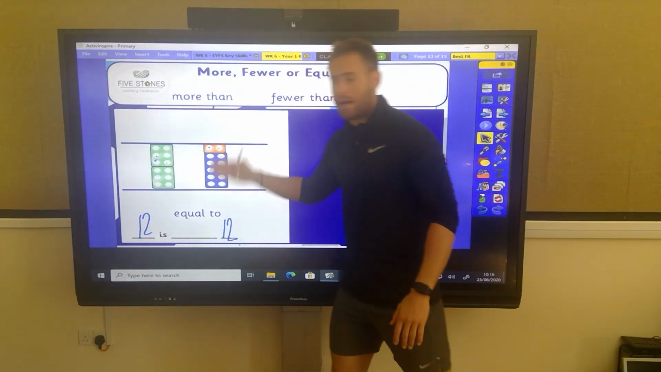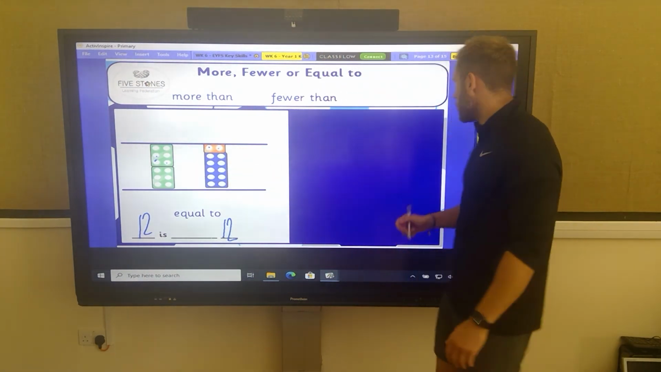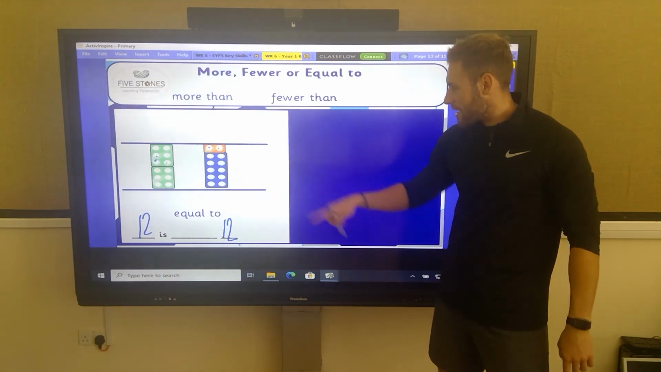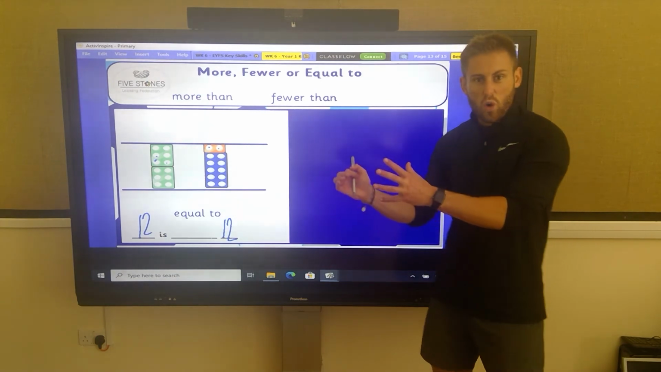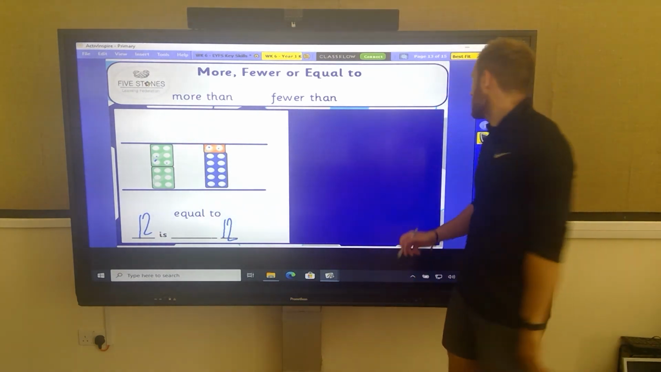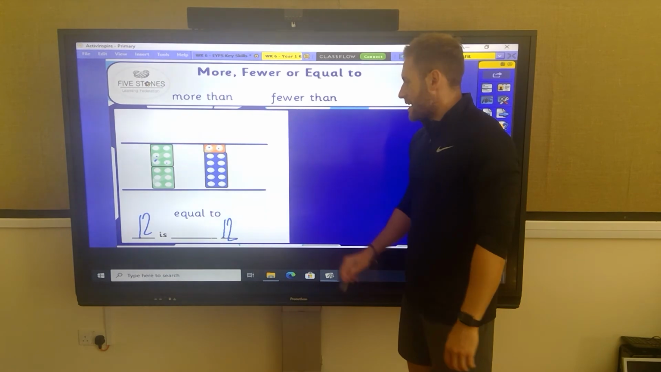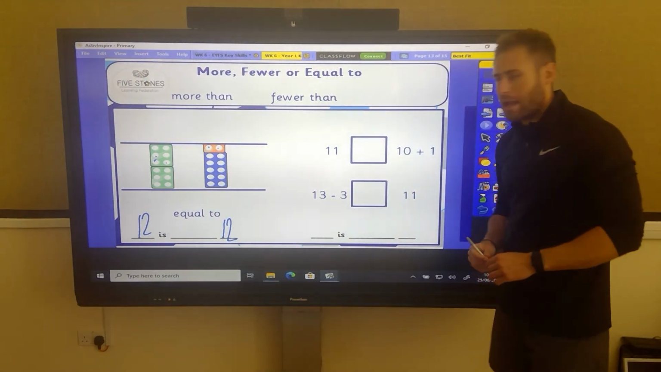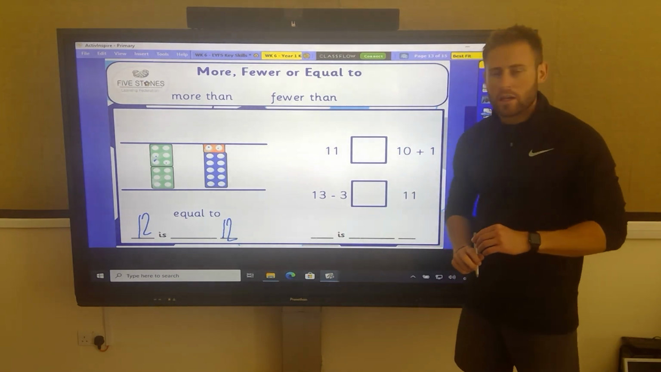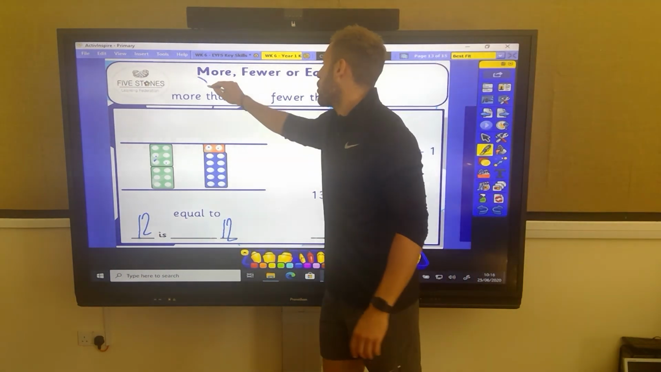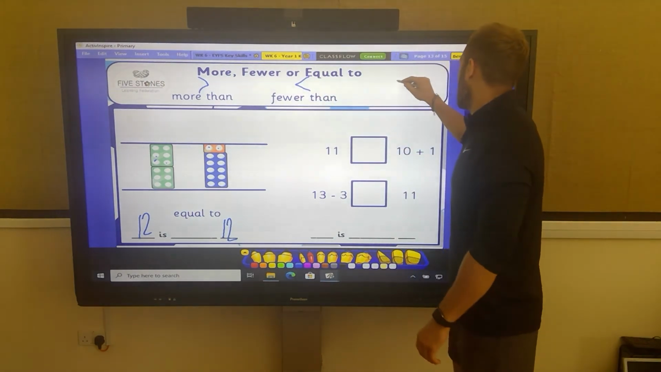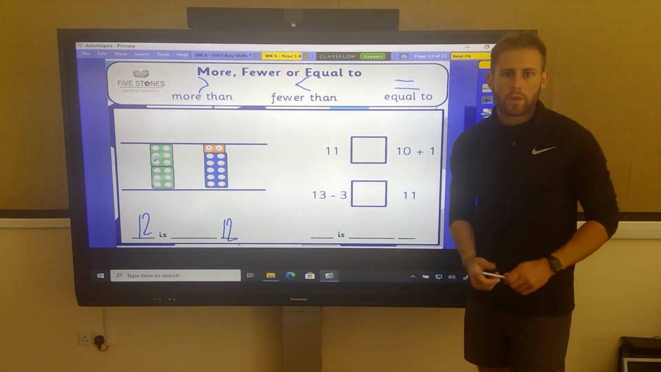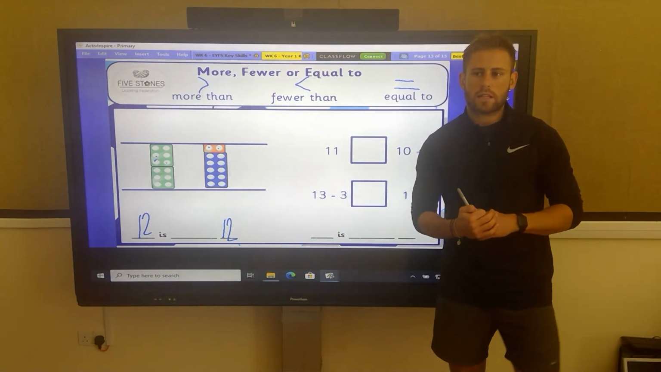And we can see that they are the same, equal to. So when you are writing 1 and 1 equals 2, that's why, because they're the same. 1 and 1 is the same as 2. 6 and 6 is the same as 10 and 2. So now, having a look at our number sentences here, can you please add in the sign more than, fewer than, or equal to complete the sentences? Pause the screen to give yourself more working out time.